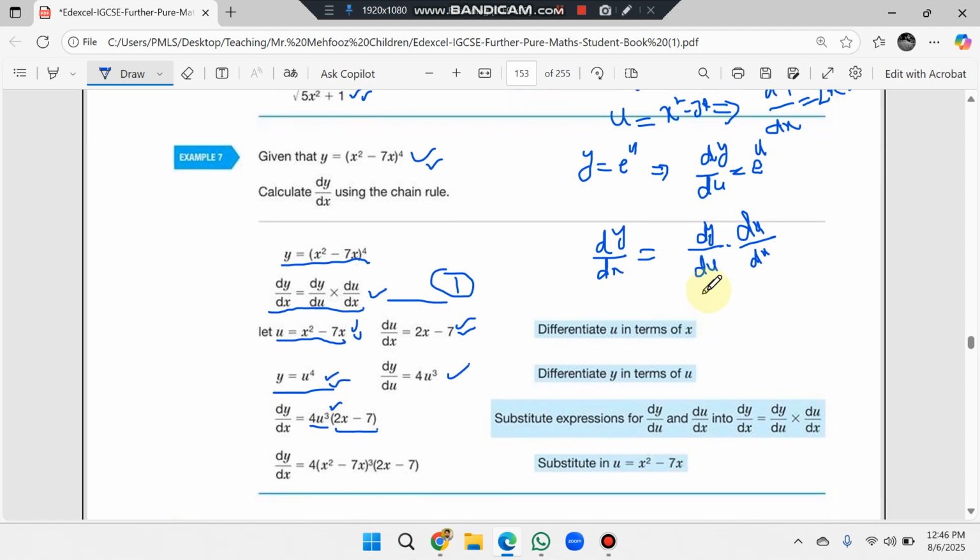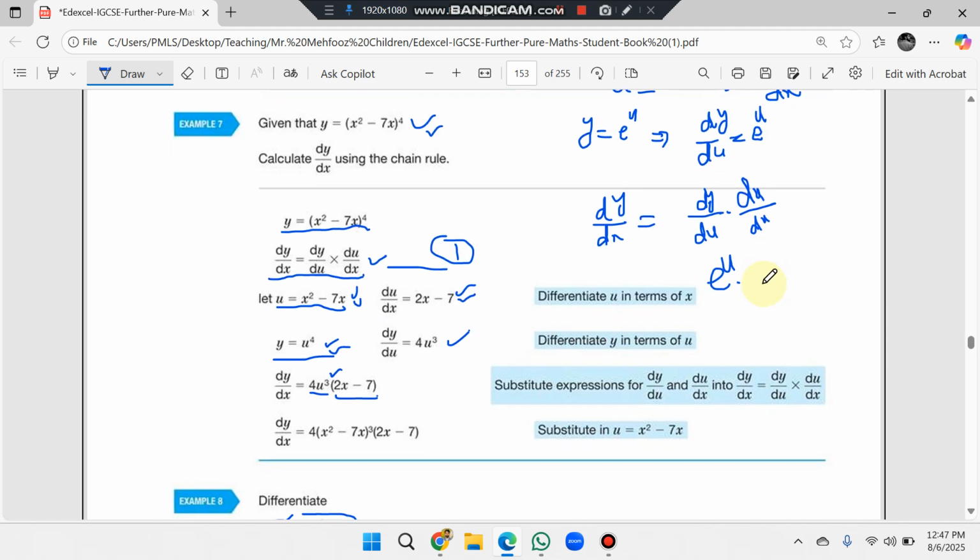So what is the value of dy by du? That is e raised to the power u. What is the value of du by dx? Which is 2x minus 3. So now on the right side we have another variable, that is u, so we have to put the value of u. It becomes e raised to the power x square minus 3x as it is, and the bracket of 2x minus 3 as it is. Do you understand? This is your solution.